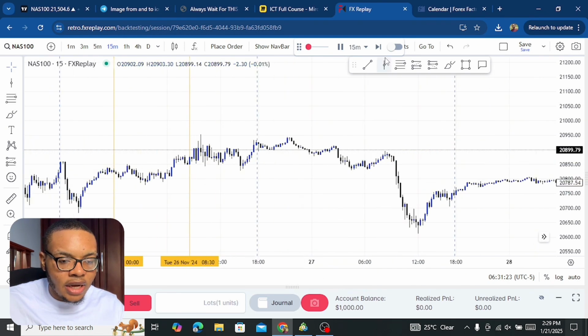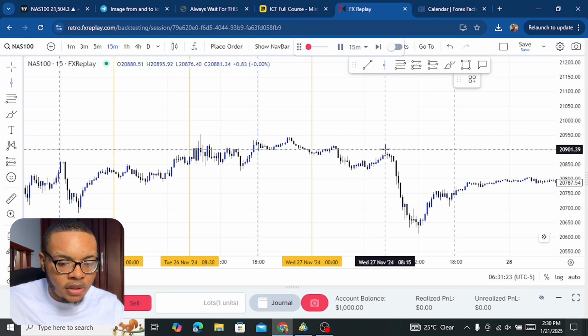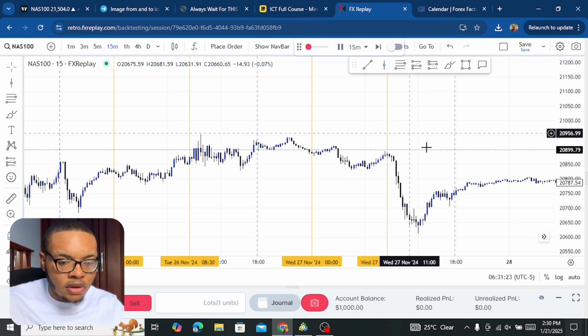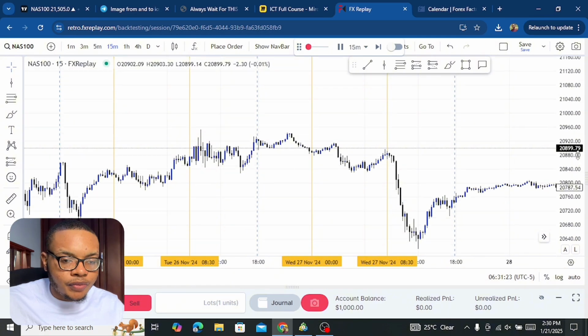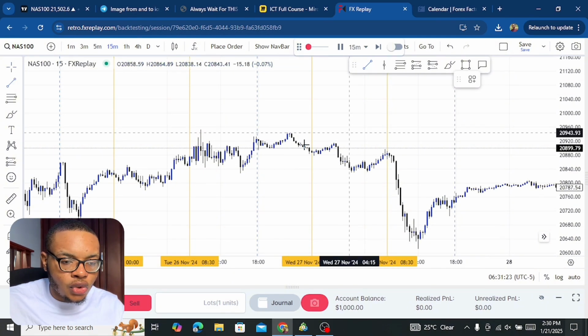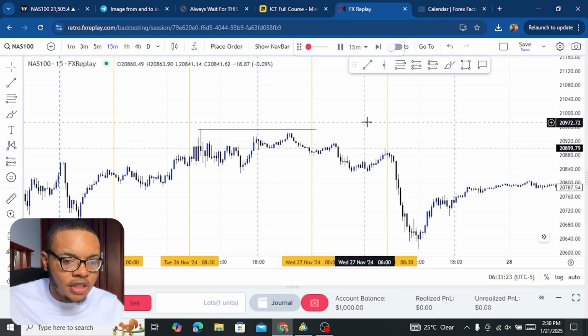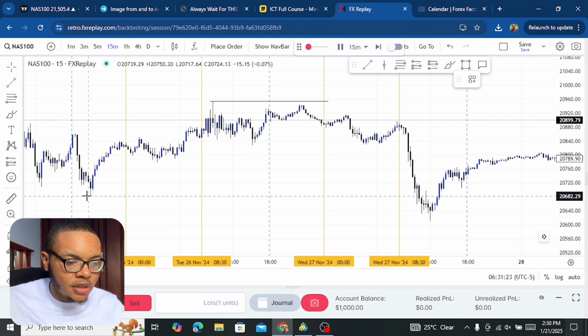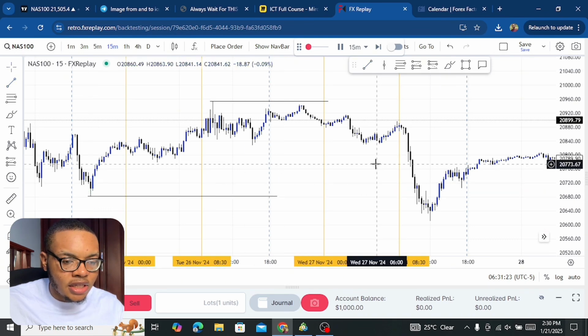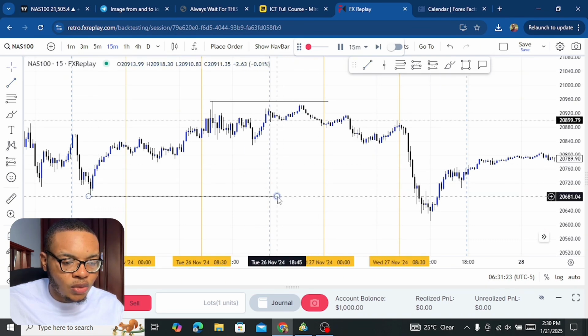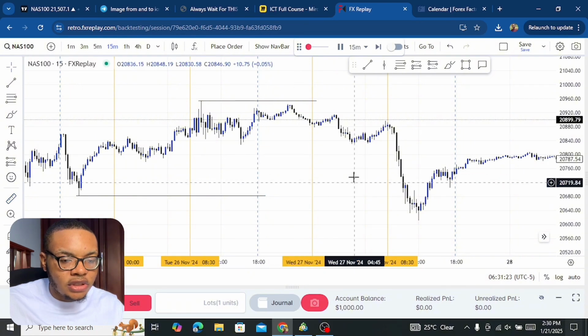For the next day, we have midnight and we have 8:30. So where is our previous day? This is the previous day's high. This is the previous day's low. I don't want to extend it too much now. Okay, that's the previous day's low.